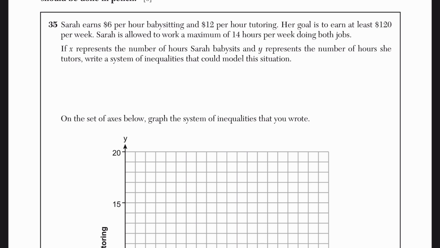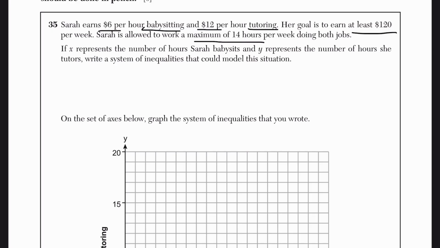And we have two conditions here. We have money. We have babysitting, tutoring. Oh yeah, no, sorry. The two conditions are money and hours, time.